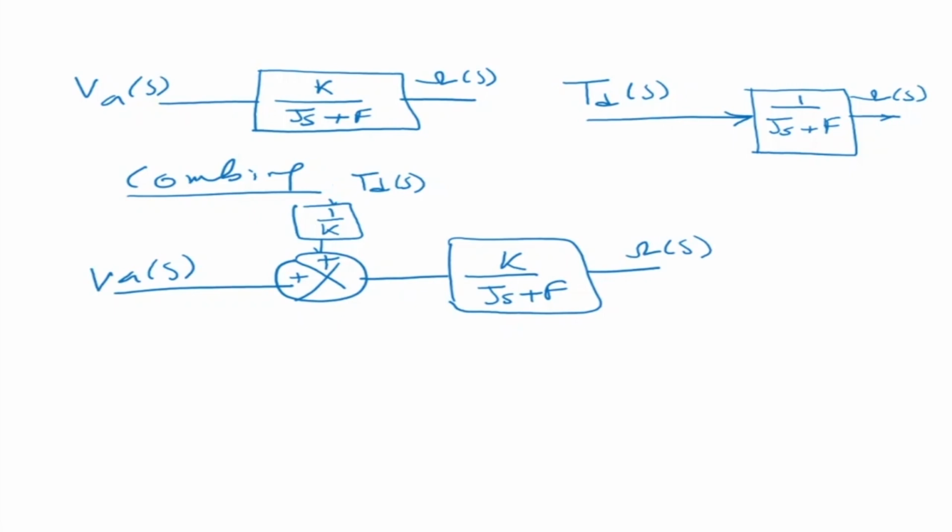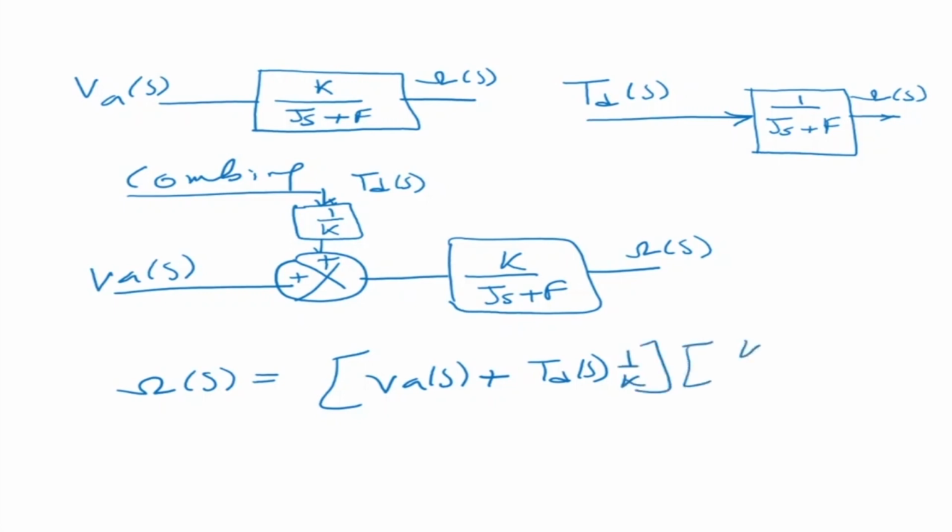Okay, so what we have seen is I'm combining both the inputs. First I did superposition, got the transfer functions, then I combined them using superposition. Okay, and we can write this as omega s is equal to VA s plus TD s into 1 by k into k by Js plus f.